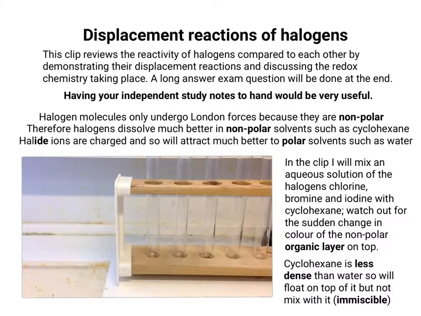So the thing to watch out for is the top layer. I'll mix an aqueous solution of a halogen with cyclohexane, and if you look out for the change in colour of the organic layer on top. Cyclohexane is colourless by itself, but it's less dense than water, so it'll float on top, and what will happen is the halogen will dissolve much more effectively into the organic layer.